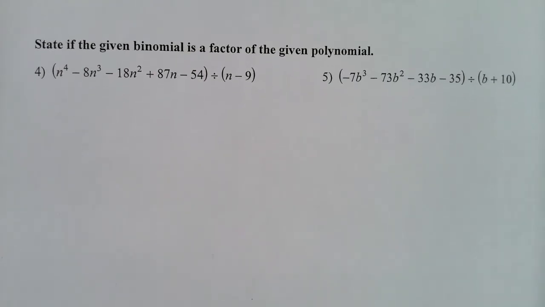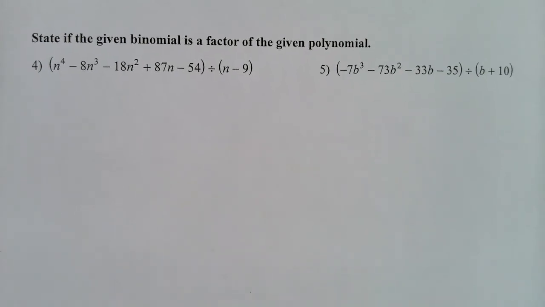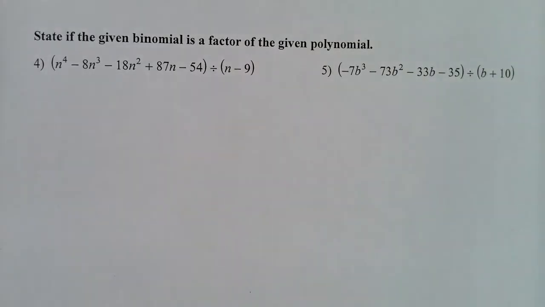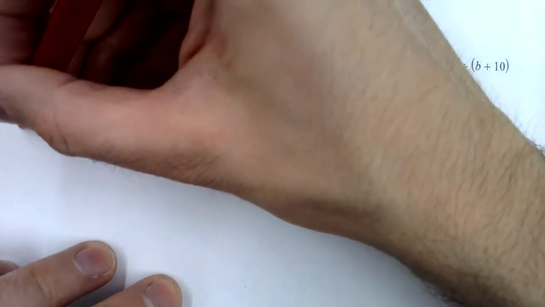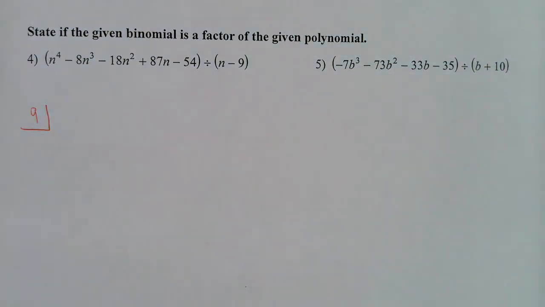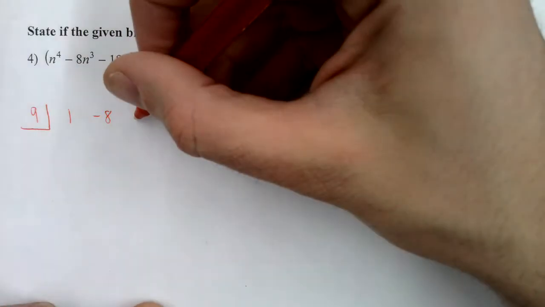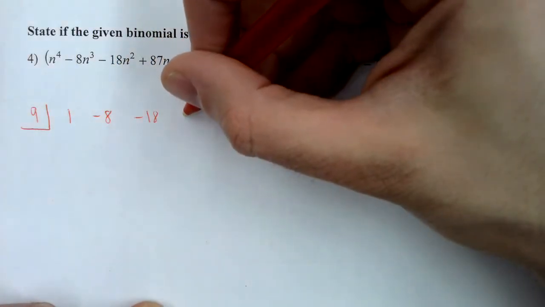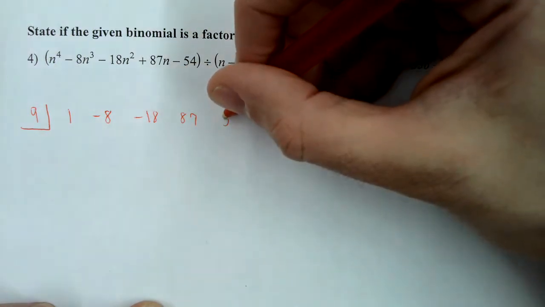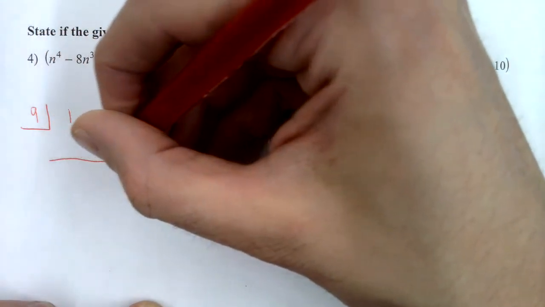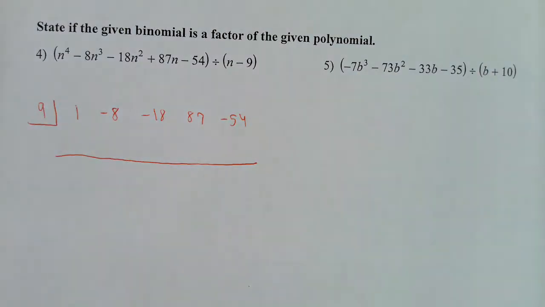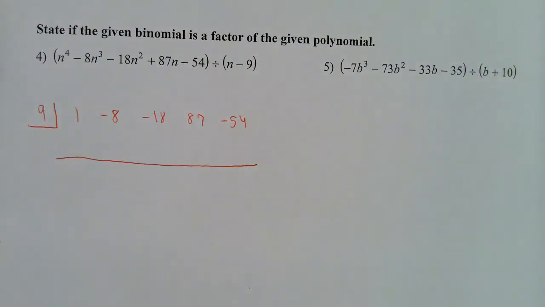Number 4 and number 5, determine or state if the given binomial is a factor of the given polynomial. So for these, you're going to divide, and since you're dividing, it means you change the sign of the number that goes in the box. So 9 is what's going to go in the box. Then list your coefficients in order. Make sure you add zeros if you're missing any terms. 1, negative 8, negative 18, 87, and negative 54. You're looking to see what the remainder is. If the remainder is 0, then yes, it's a factor. If the remainder is not 0, then no, it's not a factor.